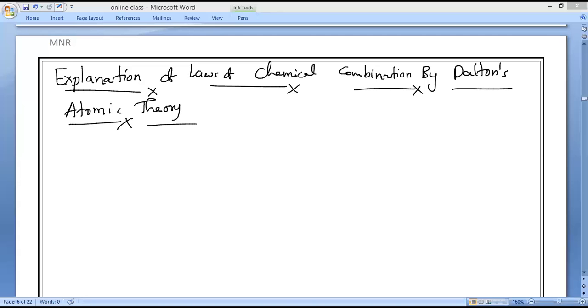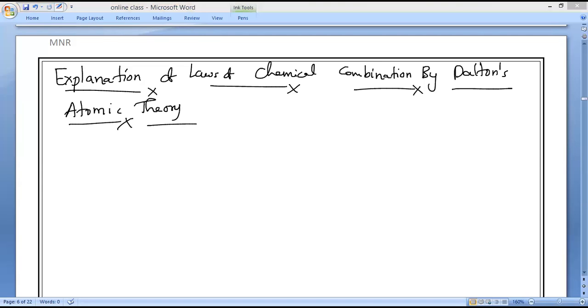Good morning, all of you. So, as we know, in the last class we studied the main postulates of Dalton's atomic theory. What he taught and what he told us, around 10 points I taught you. So, what are the properties of that one and everything.